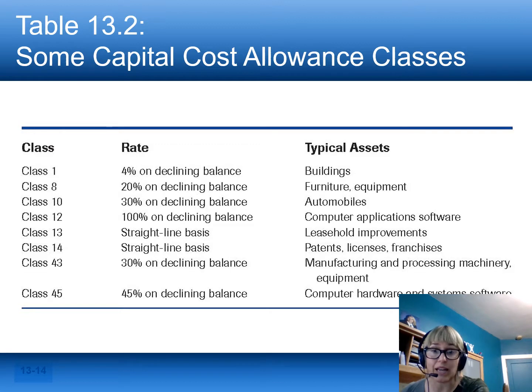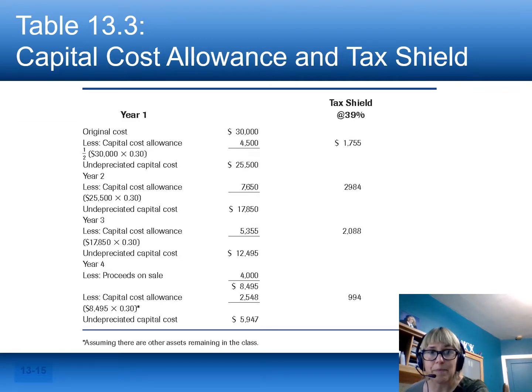So there's a straight line example, as opposed to, as you can see, a lot of other things on here that are declining balance, which is pretty typical. Patents tend to be for the life of the patent as far as that goes. So that is what CCA is all about. And you can see here an example of the tax shield.